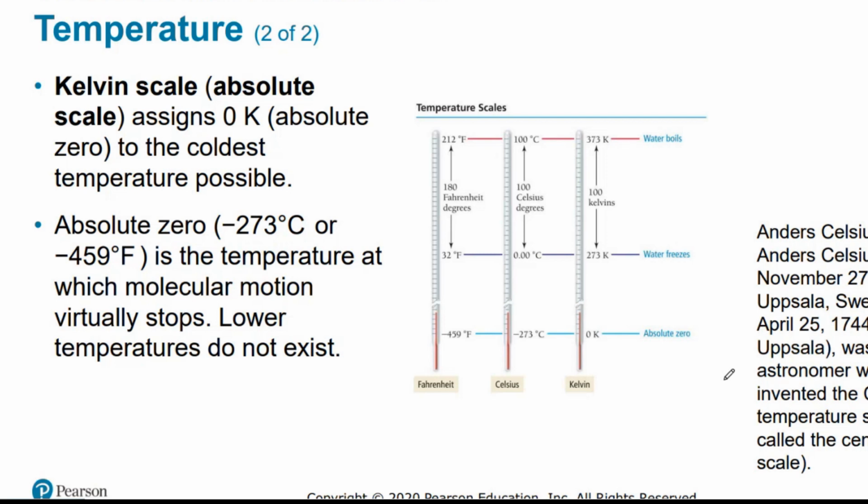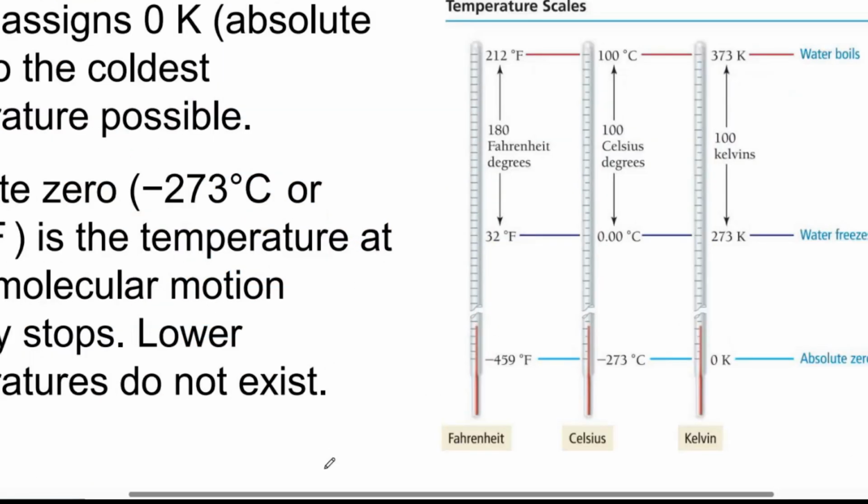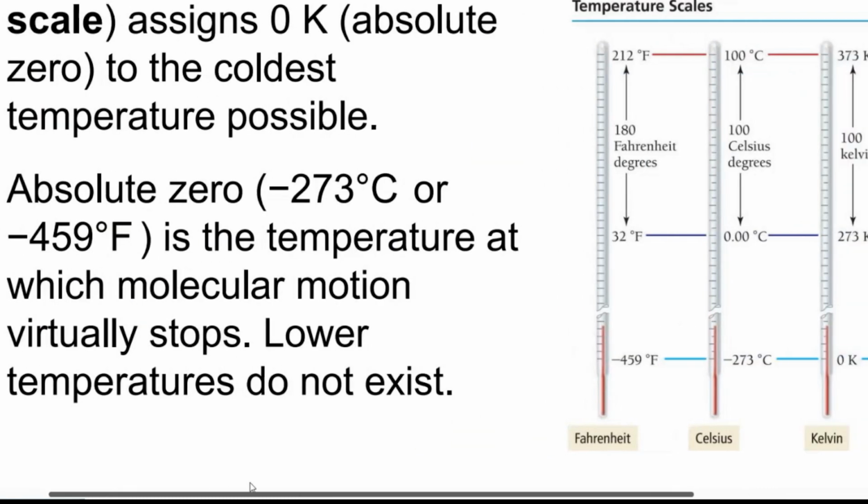So absolute zero is negative 273 Celsius, or as you see here, negative 459 Fahrenheit. That's the temperature at which molecular motion is assumed to stop. Lower temperatures do not exist. The coldest temperature on Earth is around 4 degrees Kelvin, and that is the temperature at which liquid helium exists.